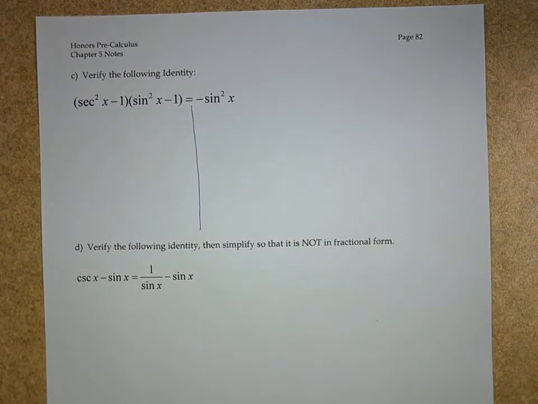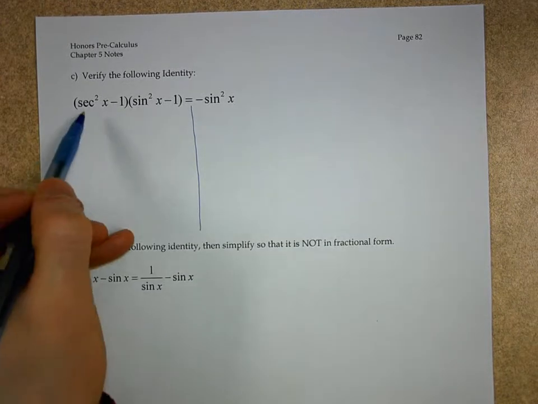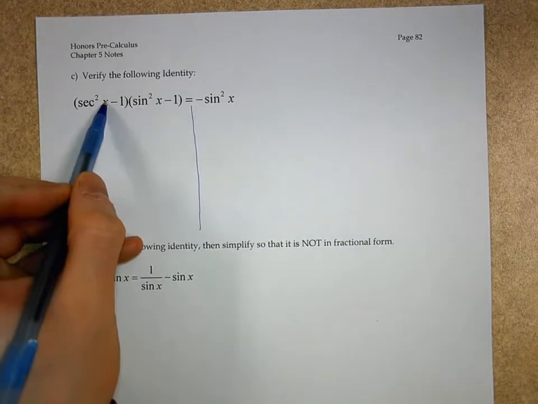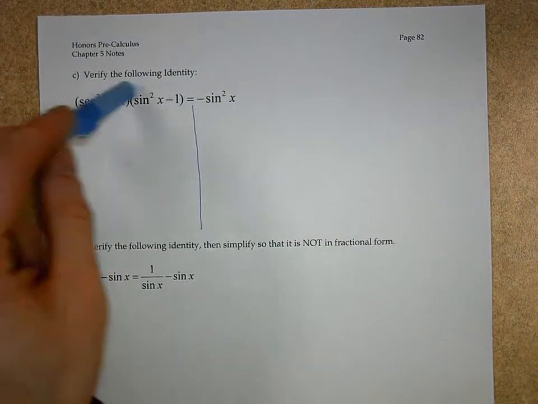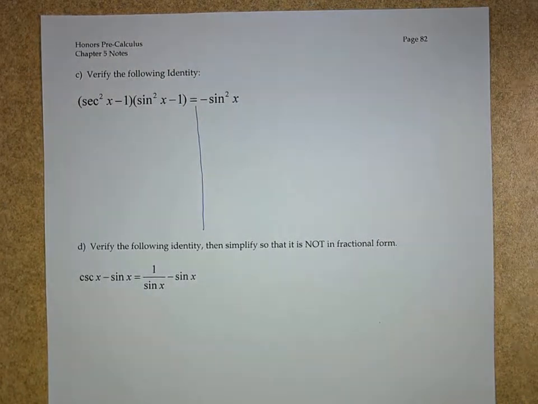If I wanted to, another route I could take is converting everything to sines and cosines. This secant squared of x I could write as 1 over cosine squared of x. Then I've got everything on the left-hand side as being cosines and sines, and I could FOIL it out. That works as well. But the issue you run into is you now have a fraction that you're dealing with.